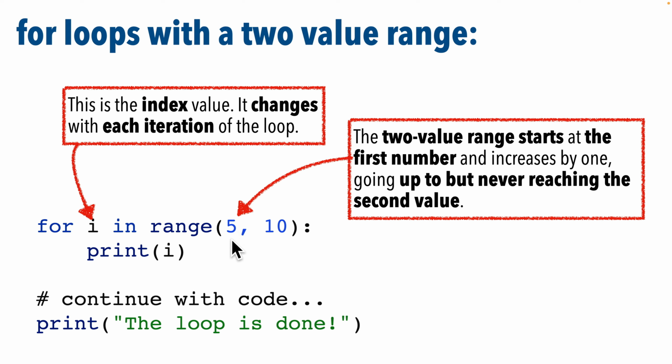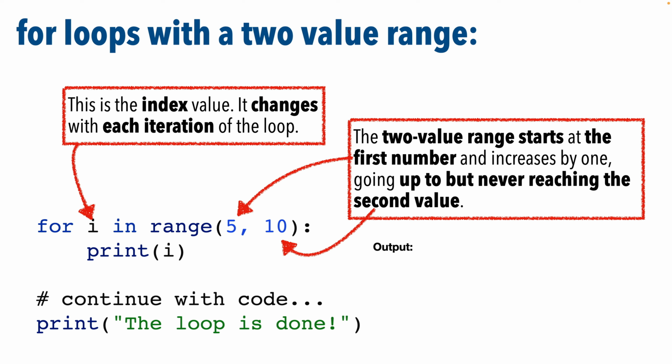That's going to be the first value that i has as it goes through the loop. Now the next value after the comma here doesn't mean we go through the loop 10 times. This is the stop value. We go up to, but we never reach this value. We stop just before we hit the number, and we increment by 1 each time.